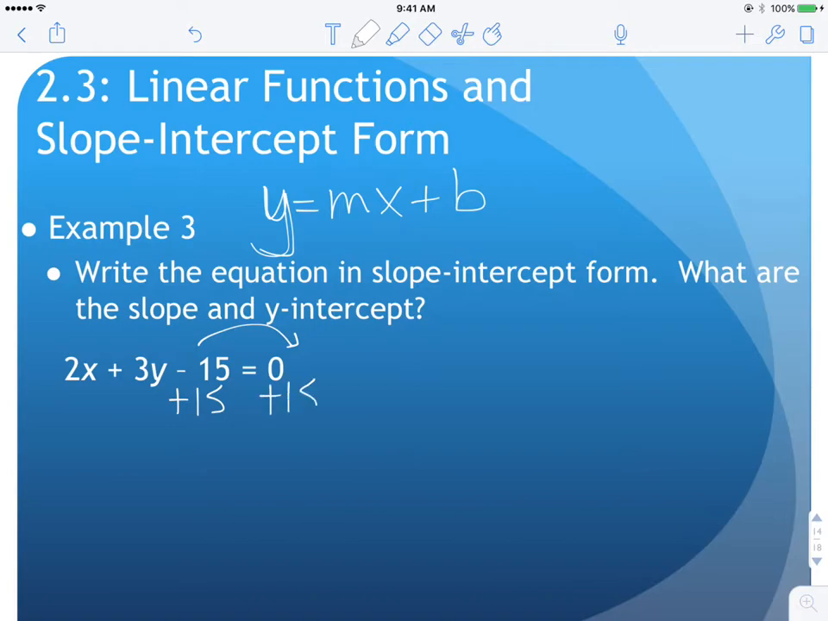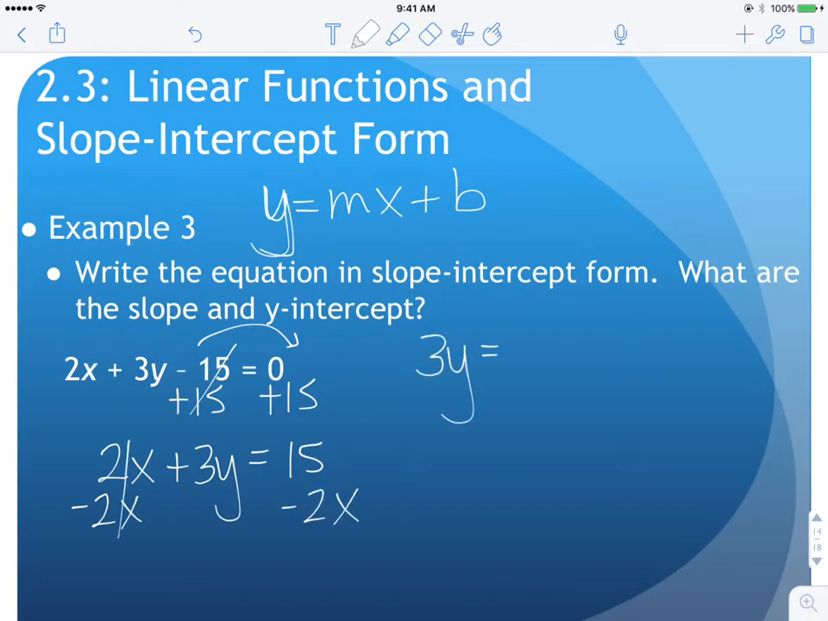So we can add 15. So 2x plus 3y equals 15. Now we want to move that 2x over, so I'm going to subtract 2x from both sides. I'm going to write the negative 2x in the front because in y equals mx plus b, the x comes first. We still have that 3, so now we need to divide each side by 3.